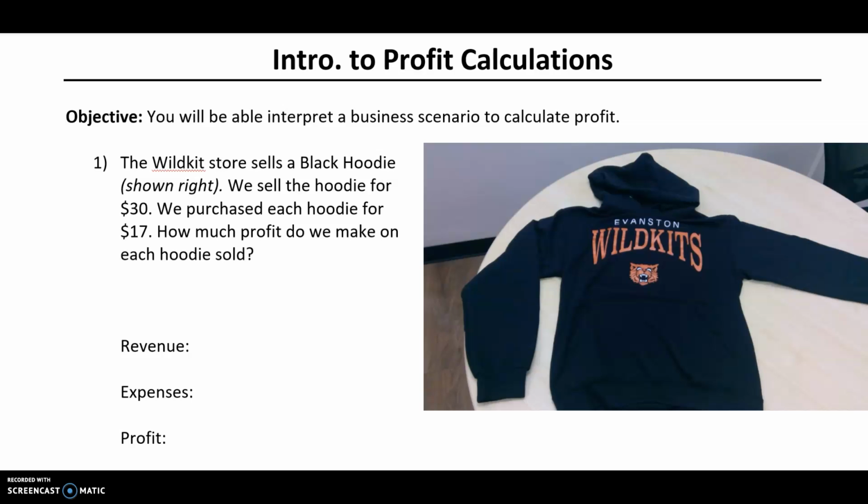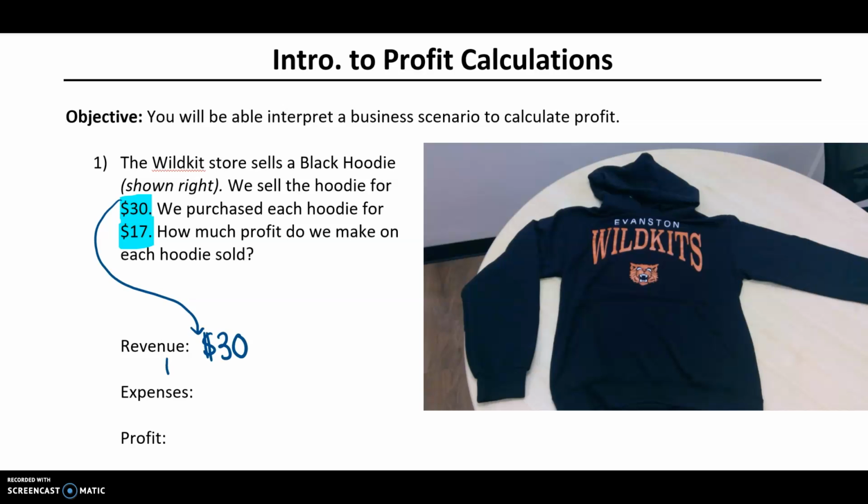Okay, and in order to calculate profit, we need to understand each of these numbers a little bit, the 30 and the 17. Okay, the 30 is our selling price, so you need to start thinking like a business person rather than a customer, right? The business will receive $30 from the customer. That number represents our revenue.